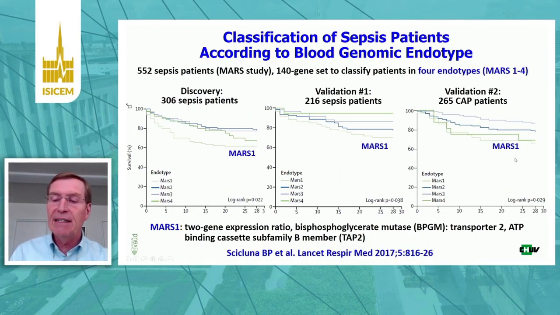And they validated their finding based on another cohort from Oxford. These were the community-acquired pneumonia patients. Again, MARS1 having a worse outcome. And they could define a ratio of 2 genes that might be of clinical use.